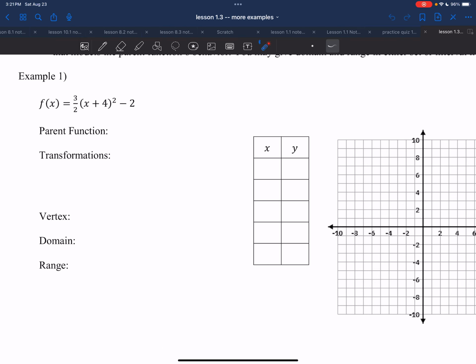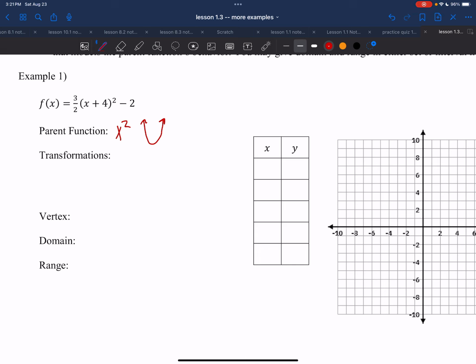Example 1, I've got a quadratic function. What tells me that this is quadratic? Right there, the little exponent of 2 tells me that the parent function, in this example, let's go to red here, is x squared. This is a quadratic function. And I know from lesson 1.2, looking at all the parent functions that we have, x squared makes a U-shape, this is called a parabola, yeah? So this is our parabola.